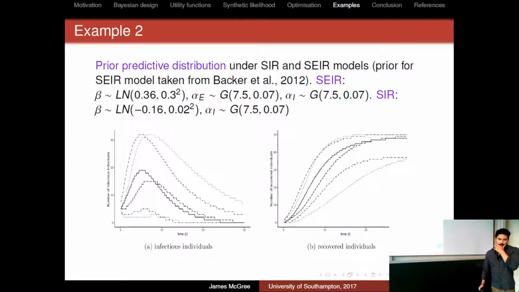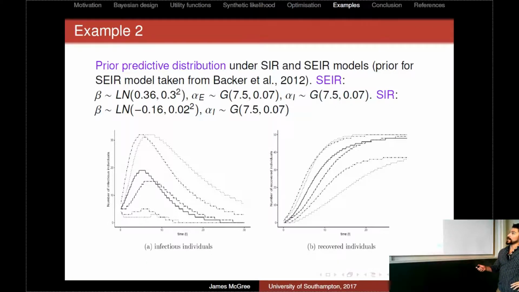So here's a prior predictive plot as well. We took these priors from this paper by Baker, and then simulated some data from this model and fit the SIR model. Again, we tried to make these prior predictives quite similar, so the discrimination problem was challenging. In this left plot, we've got the number of infectious individuals, and you can see it goes up and down, and here we've got the number of recovered individuals. That just increases through time.